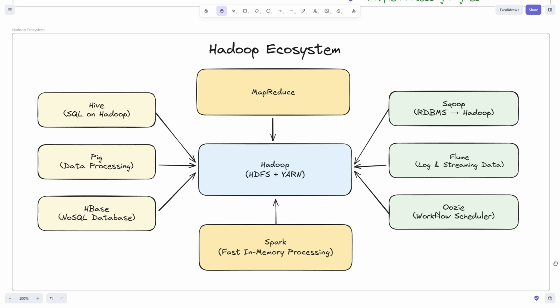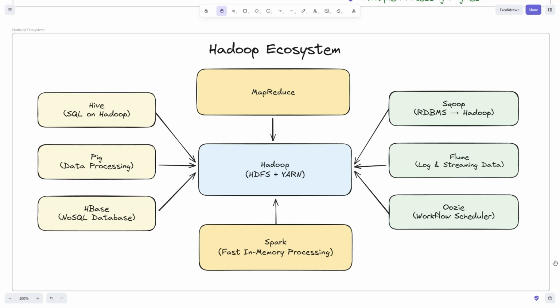Spark is a fast data processing engine that can work with Hadoop. Unlike MapReduce, Spark performs processing in memory, which makes it much faster. Spark is often used for iterative algorithms, machine learning, and real-time analytics. In modern systems, Spark is frequently used instead of MapReduce.